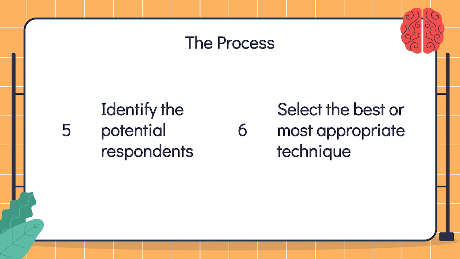5. Identify the potential respondents or subjects. As noted earlier, practical questions should be asked at this time, such as, are the potential respondents accessible? Are they likely to respond? 6. Select the best or most appropriate technique for collecting the necessary data. It is here that the researcher should consider the relevant advantages and disadvantages of the questionnaire, interview, observation, and other techniques in relation to the more general methodology to be used.